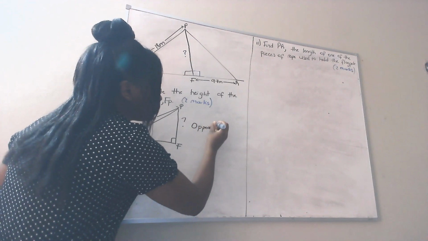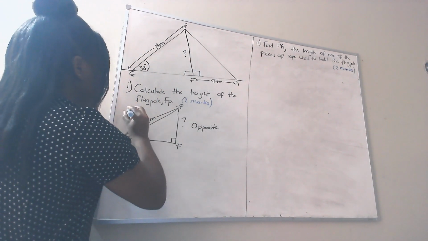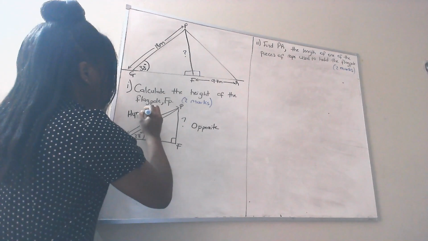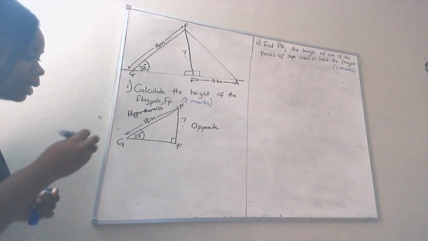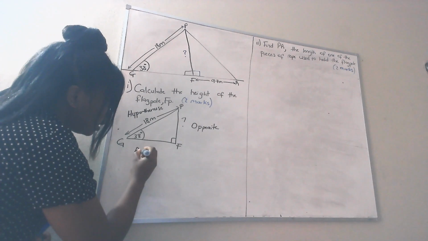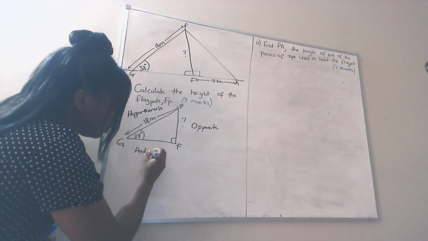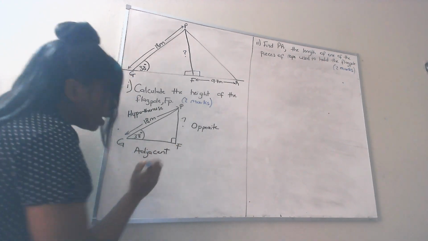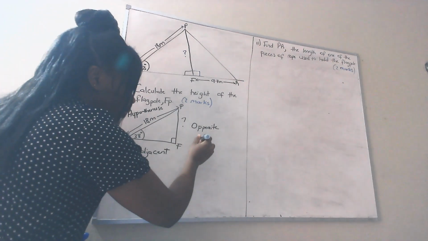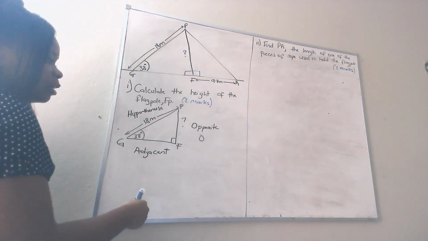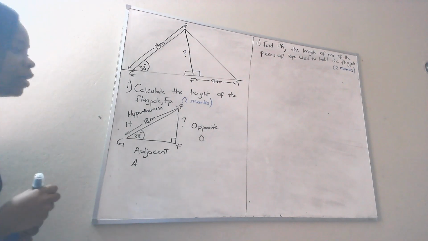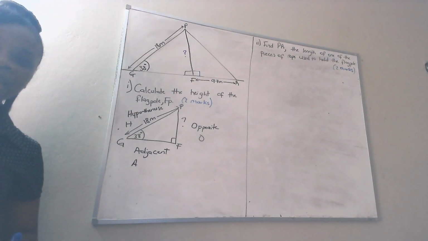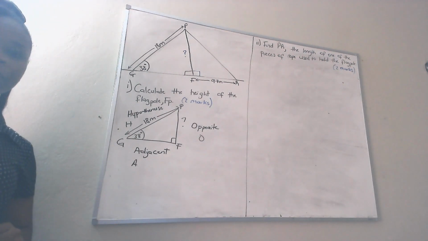So let me just write it out. Opposite, and this is the hypotenuse. Lastly, it means that this side must be the adjacent side. In short, you can always use letters to represent each: O, H, and A. So my triangle is labeled.